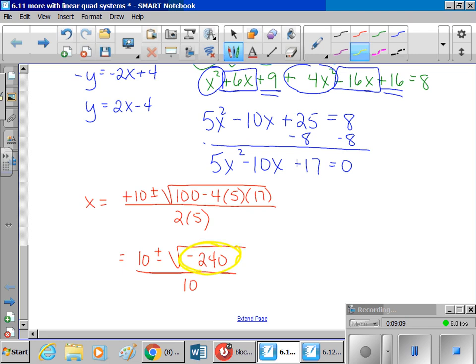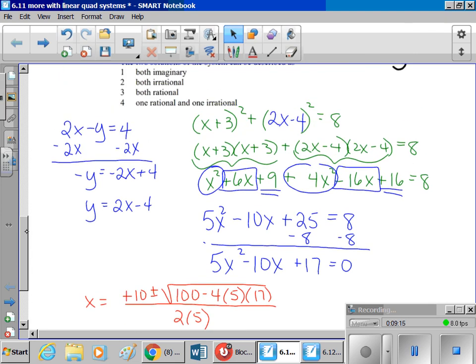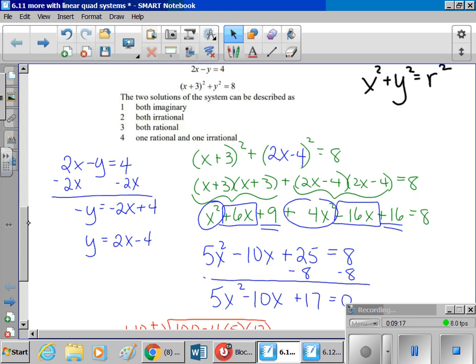I know because my discriminant is negative, I'm going to have imaginary roots or complex roots. So what are my answer choices? Both imaginary, both irrational. Okay, so there's my answer, both imaginary.